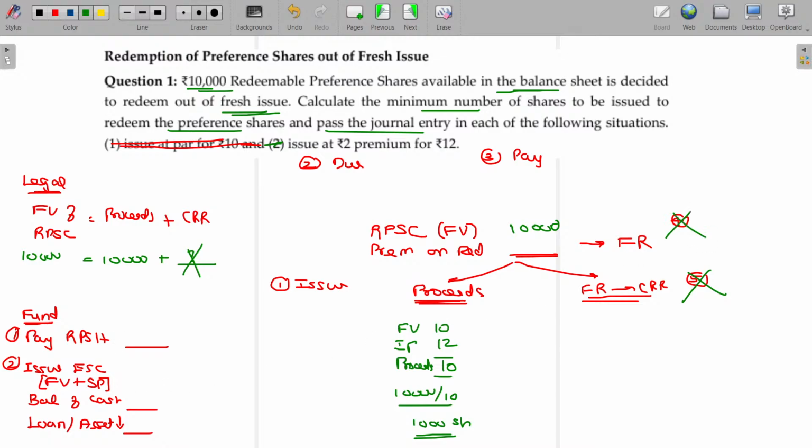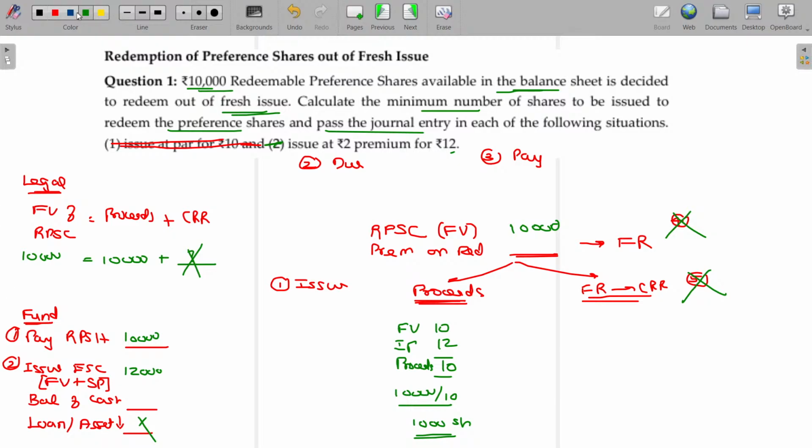And here you can cross verify how much you have to pay, 10,000 rupees, and how much you are getting. By issuing 1,000 shares, for every share you are getting 12 rupees, meaning you are getting 12,000 rupees, more than the amount required. So there is no shortage. We need not borrow or sell the assets. Only 3 journal entries are going to be passed.